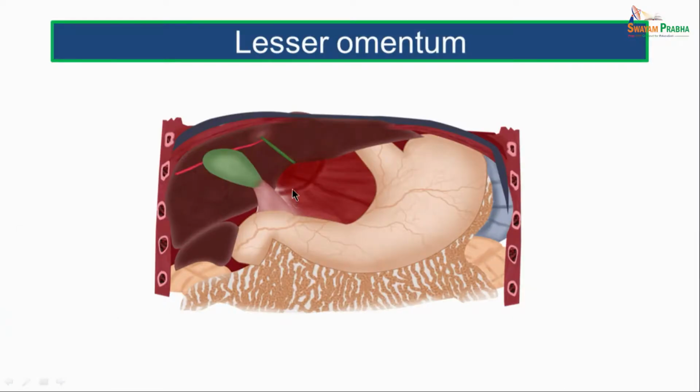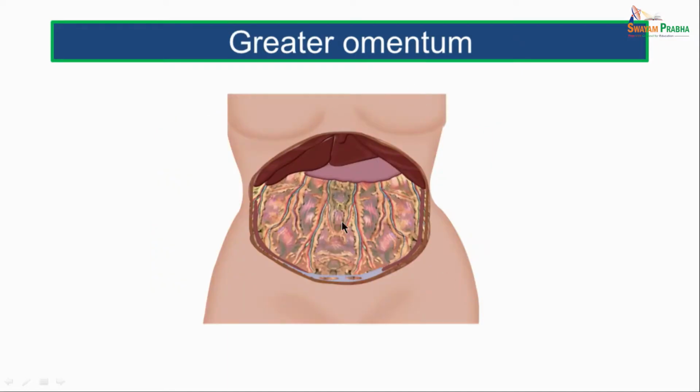Moving on, this picture shows us the attachment of the lesser omentum, the two parts of the lesser omentum. And what we see here attached to the greater curvature is the greater omentum. Another view to show us the greater omentum, how it has spread over all the coils of small intestine like an apron and covers these coils from the anterior aspect. This, as we said, is a four-layered structure.